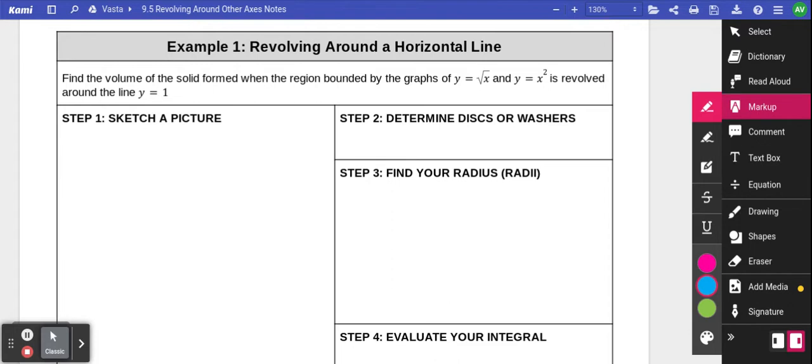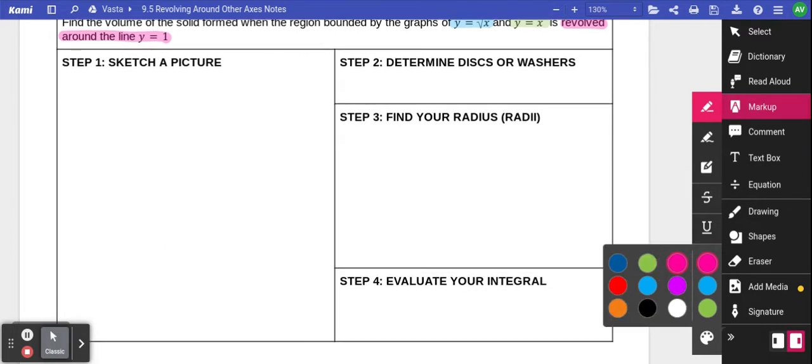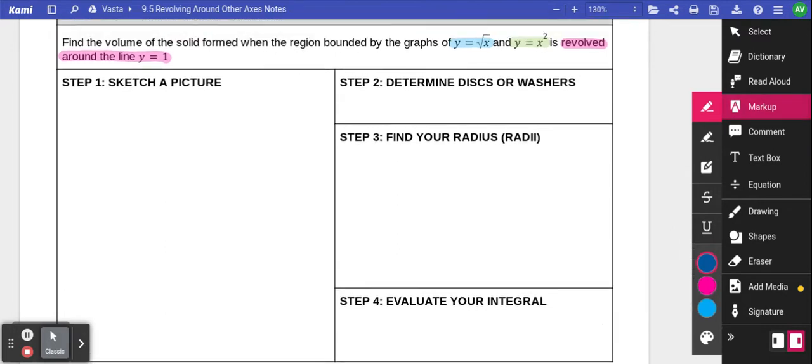If we're finding the volume of a solid formed when the region bounded by the graphs of y equals the square root of x, so I know I'm going to need to graph that, and y equals x squared, is revolved around the line y equals 1. So I need to draw a picture where I can see both of those graphs, I can see their intersection point, and I'm going to revolve that region around the line y equals 1. Let's go ahead and sketch that graph.